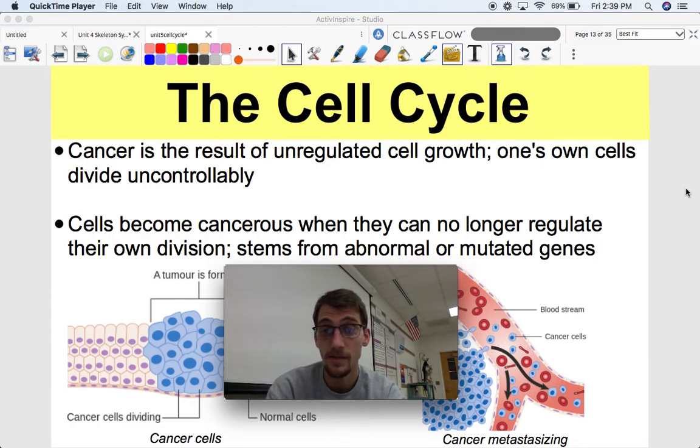So human cells become cancerous when they can no longer regulate. They don't care about the checkpoints anymore. They can no longer regulate their own division, and it stems from abnormal or mutated genes, which is going to be a huge topic in our next unit.